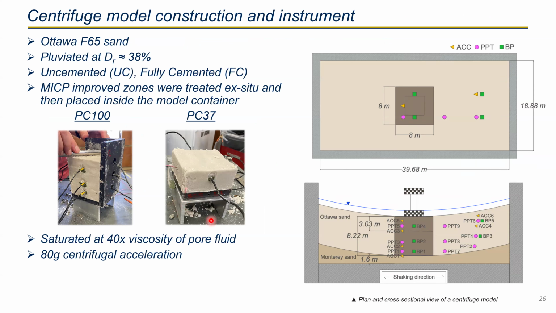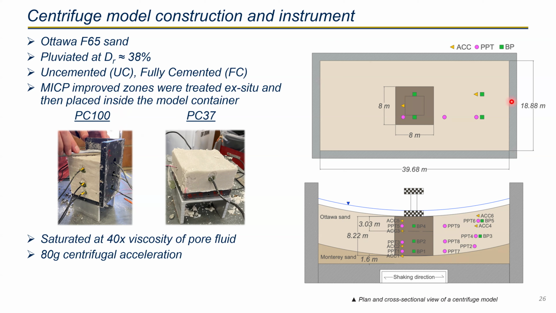And this is the setup for the centrifuge test. Ottawa F65 sand was used, and it was pluviated at the loose condition with the relative density of 38%. An uncemented case was prepared as a reference, and we treated the entire container with the MICP, which we called fully cemented, FC, and 2 partially cemented samples were prepared as well. The first one is PC100. When we say partially cemented, that means we are using a discrete MICP block.